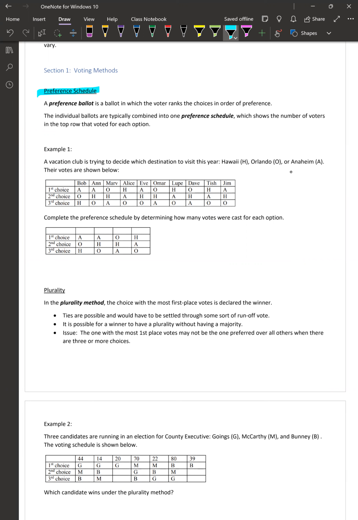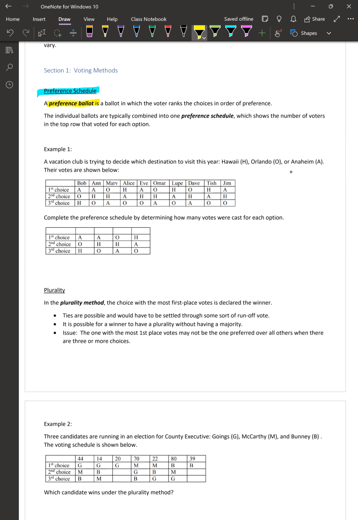All right. So a preference schedule is made from preference ballots. So, a ballot is what you get if you're going to mark your ballot, that's you voting, but a preference ballot is where you rank all of your options. So not just picking one out of however many options you have, but you rank them like first choice, second choice, third choice.